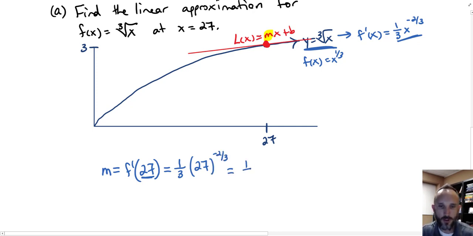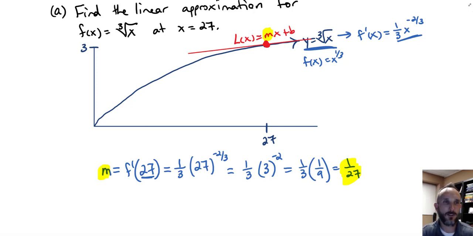Okay, so I've got 1/3, and the negative 2/3 power means take the cube root of 27, which is 3, and then raise that to the negative 2 power, because that's the piece that's left after we've done the cube root. So we've got 1/3 times 3 to the negative 2nd power, which is 1/9, and 1/3 times 1/9 is 1/27. So the slope of our tangent line, or the slope of this linear approximation, is 1/27.